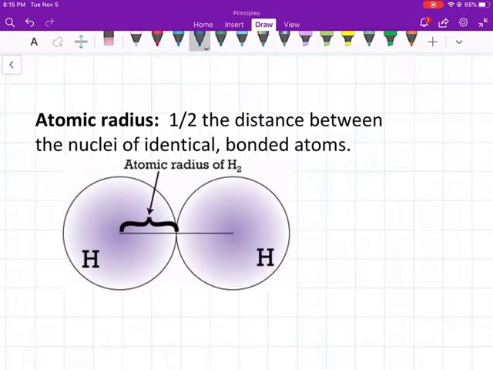So there's your definition. Atomic radius is half the distance between the nuclei of identical bonded atoms. The reason that we don't just say that the radius is from the center of the atom to the edge is because the electrons exist in a cloud, and so it's very difficult to say where the edge of the atom actually is. So instead, we take two atoms that are bonded together, in this case two hydrogen atoms. You measure the distance between the nucleus of one and the nucleus of the other, and we just say half of that distance is the radius.